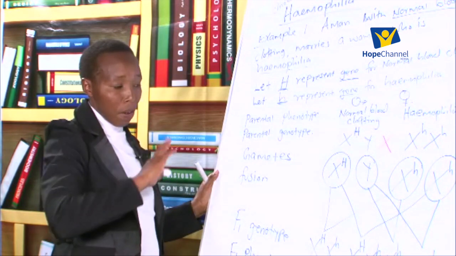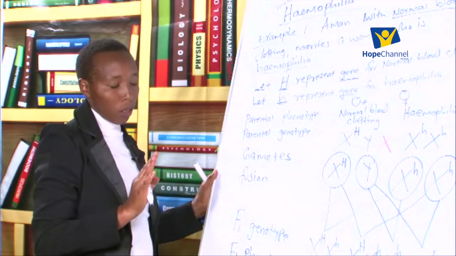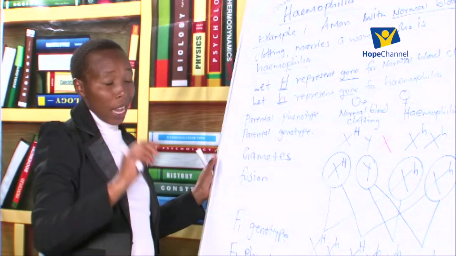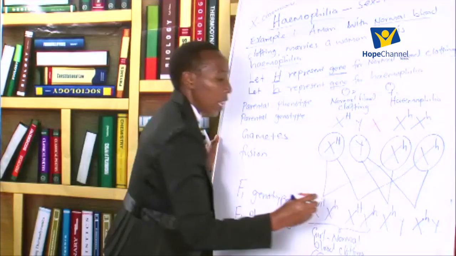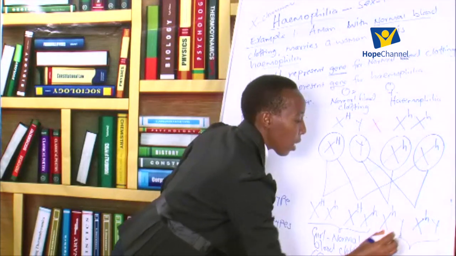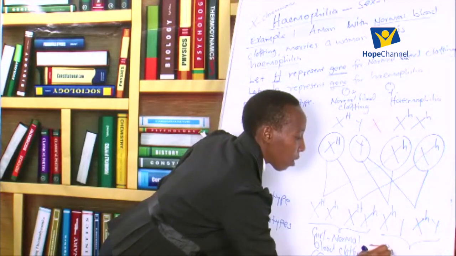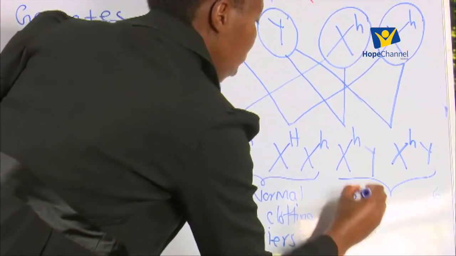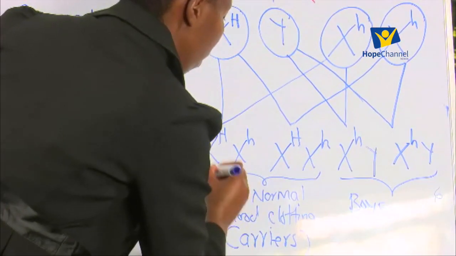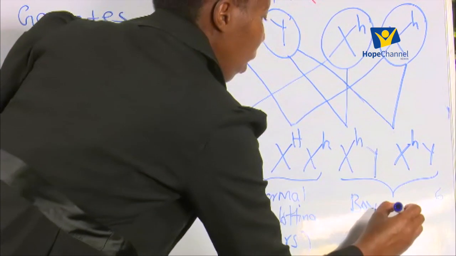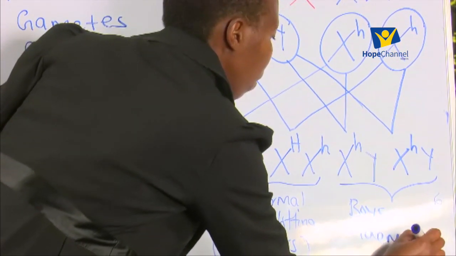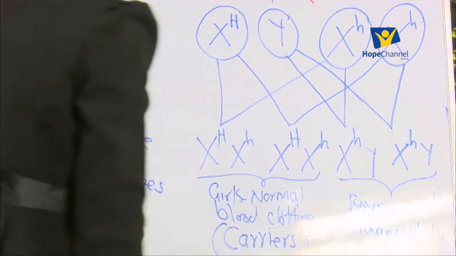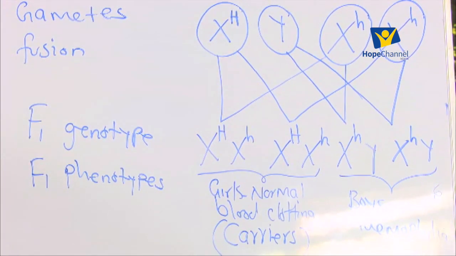They are very normal. They have a normal blood clotting system, but they are carrying the gene for hemophilia. Now, in the other case, we are seeing boys who are what? These are girls. These are boys who are hemophilic. They have hemophilia.